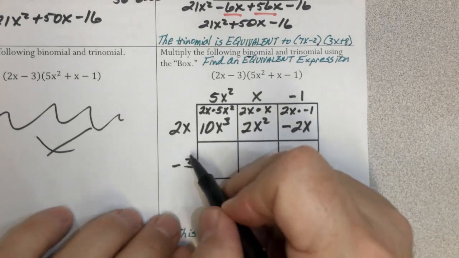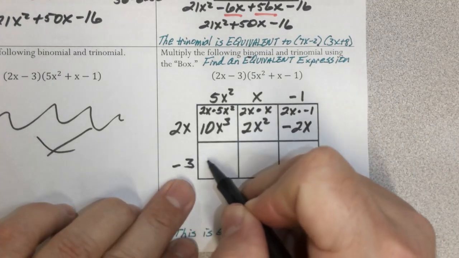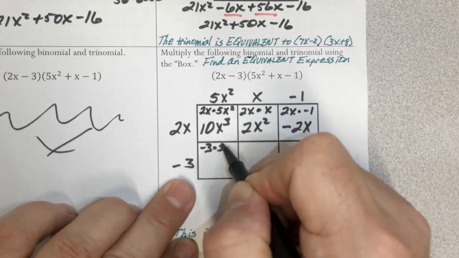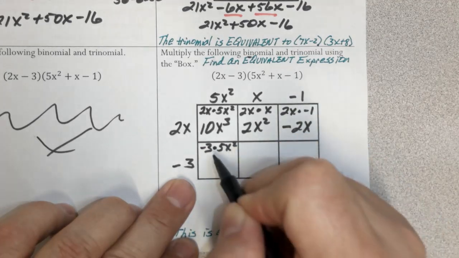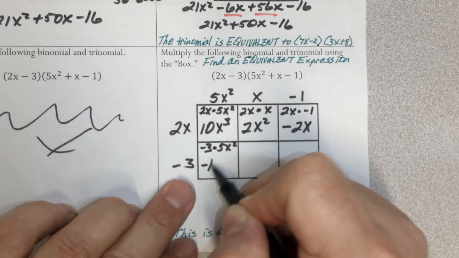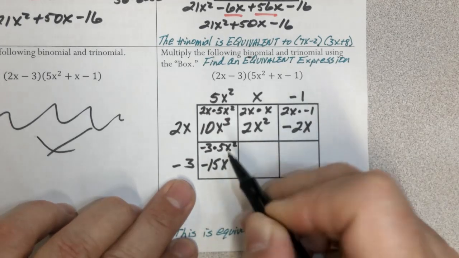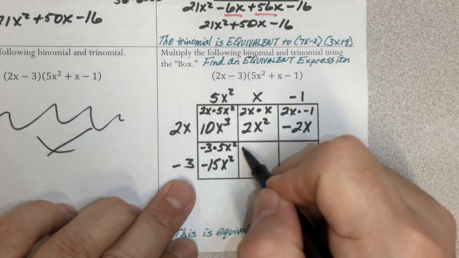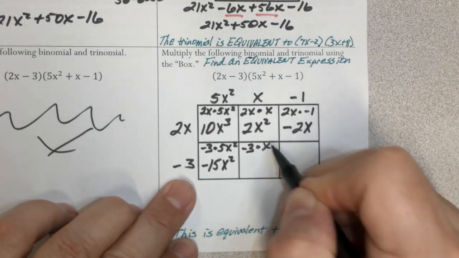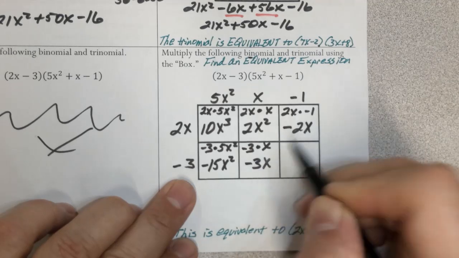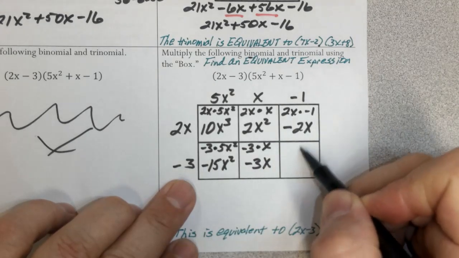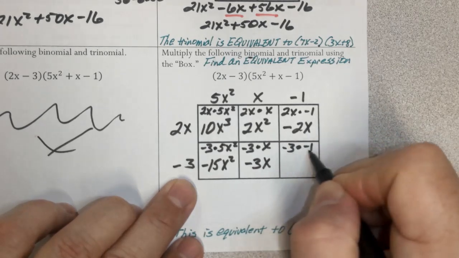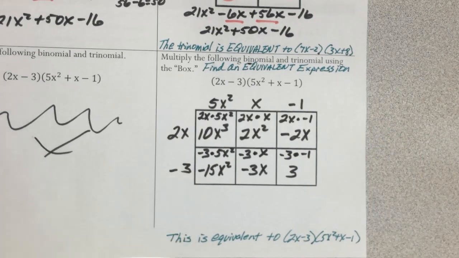Okay. And so in this box we go negative 3 times 5x squared. So negative 3 times 5 is negative 15x squared. And then we go negative 3 times x, so that'll be minus 3x. And then we go negative 3 times negative 1. Negative 3 times negative 1, that'll be 3.